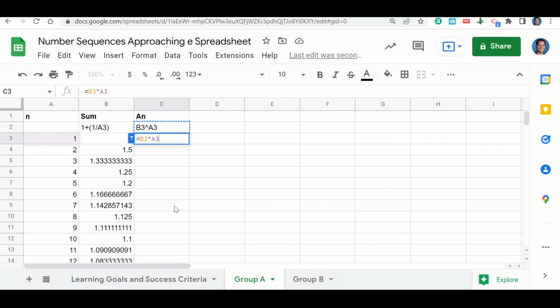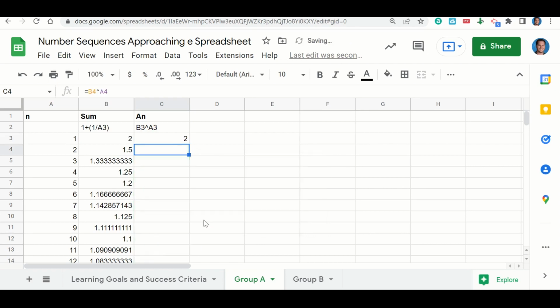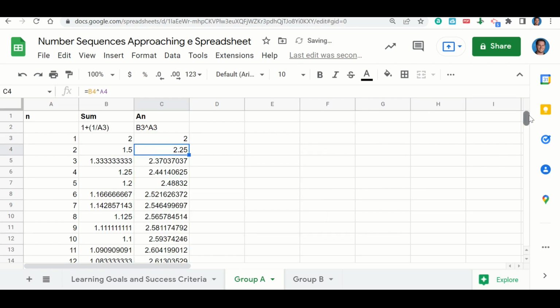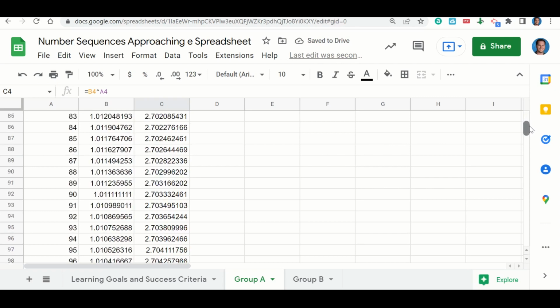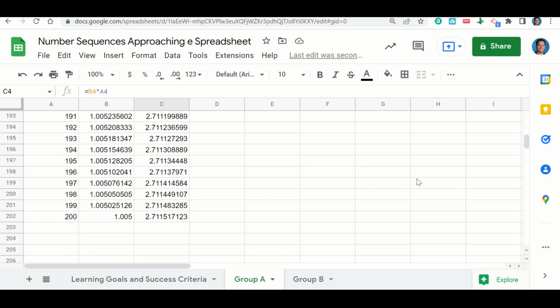And notice it places the formula there. I hit enter, and notice it autofills and makes that 2. And I'm going to go here and hit the check mark to autofill the rest of them. And notice now I can see exactly what this function is doing. As it gets bigger and bigger, it's approaching 2.71, somewhere in there.